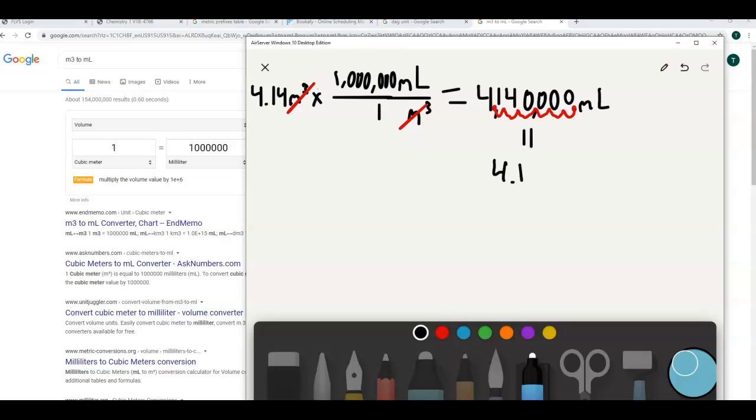4.14. And 4.14 is definitely a number between 1 and 10. Obviously these numbers have to equal each other, and 4.14 does not equal 4,140,000. So we need to slap on our times 10 here, and it's going to be times 10 to the, how many spaces do we go? 1, 2, 3, 4, 5, 6. So it's going to be 10 to the 6th power milliliters. I sure hope I got this right.